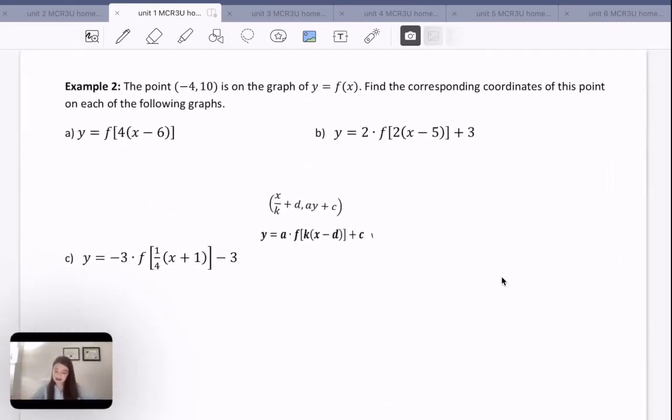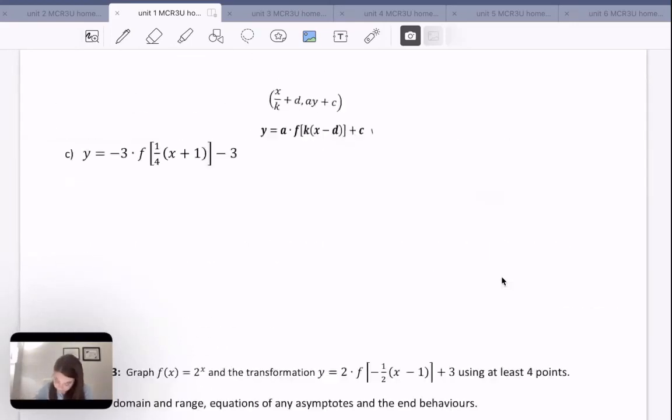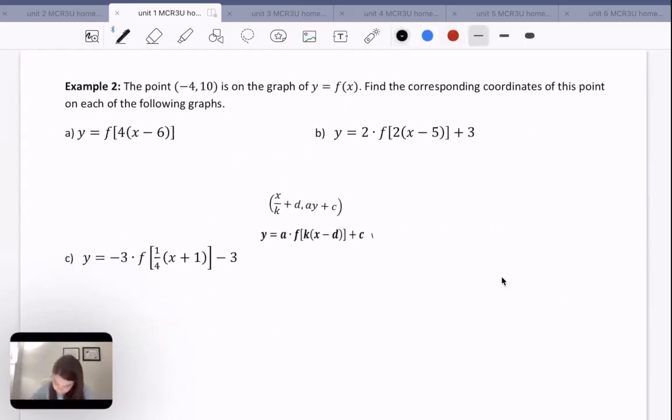All right, so let's look at the first example. It looks like A is equal to 1 in this example, right? We just have f of this stuff, so that's the same as 1 times f of all this stuff. So therefore, A is equal to 1. Don't be fooled. Some people say, oh, there's no A, so A is 0. Not the case, right? It's A times f. So if A was 0, we would just have y equals 0. We just have nothing, right? 0 times anything is 0. So A is actually 1 in this case.